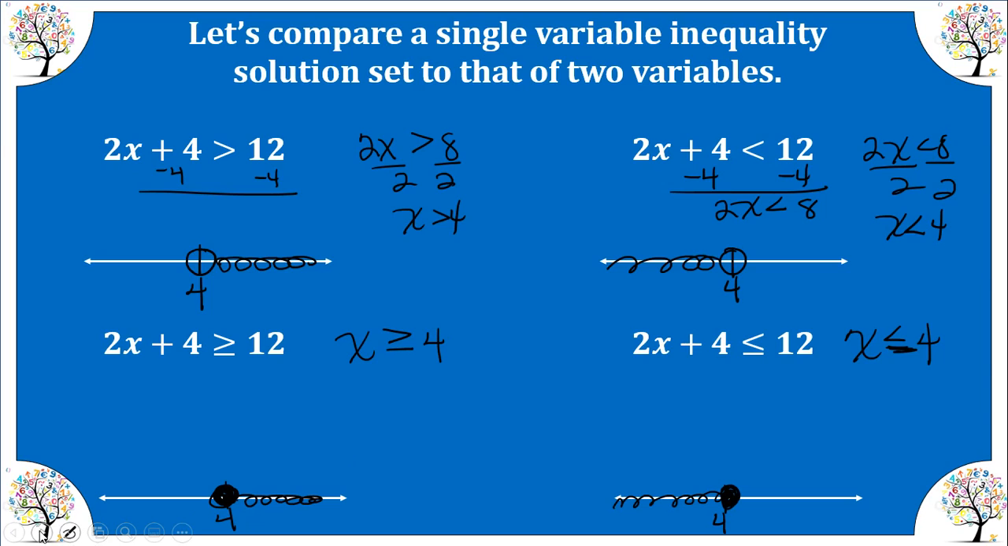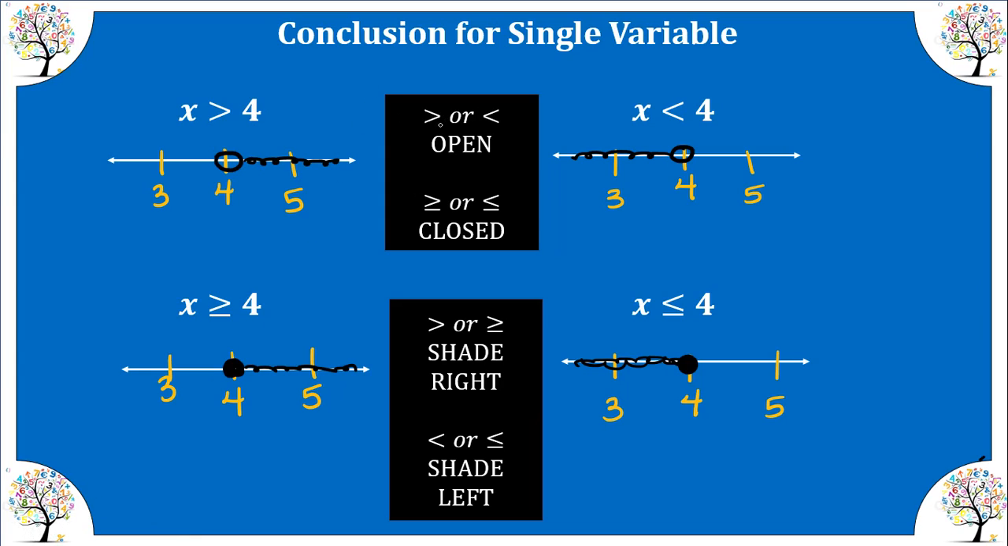So just remember, whenever you have greater than or less than without the equal, it is open. When you have the equal sign part of it, it is closed. When you have greater than or greater than or equal to, you shade to the right, you shade the upper half. So here we shaded the upper part of our graph. And if you have less than or less than or equal to, you shade the lower half.